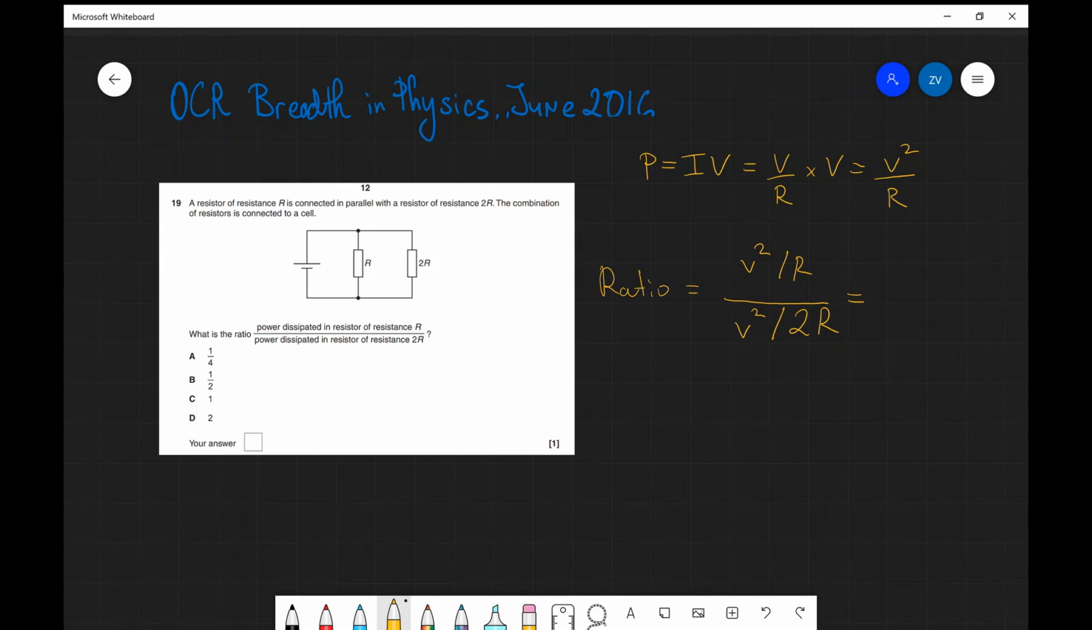Okay, the next thing we can do is some cancellations, quite a lot of them really. So we notice that V squared is going to cancel. In fact, R is also going to cancel. So what we're left with is just 1 on top divided by 1 over 2. So 1 over a half, which is going to equal 2. So the correct answer in this case is D, 2.